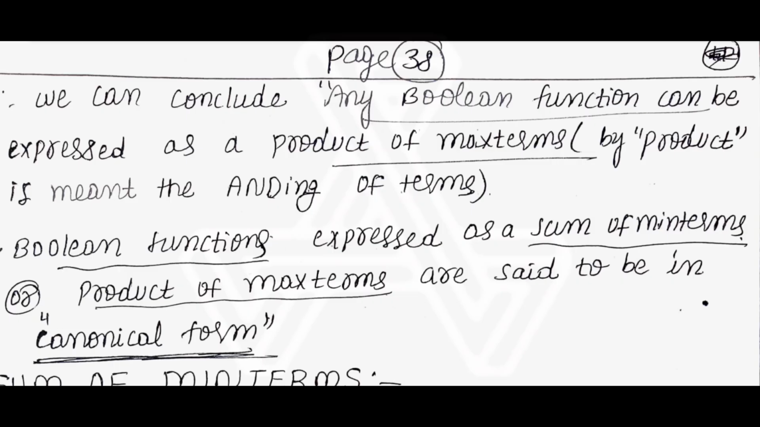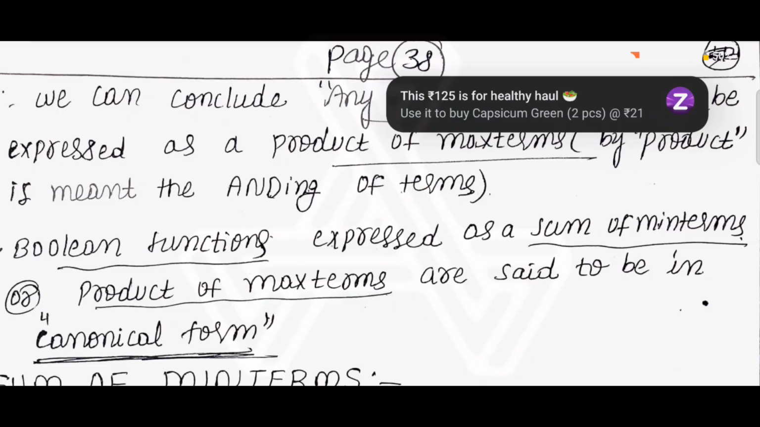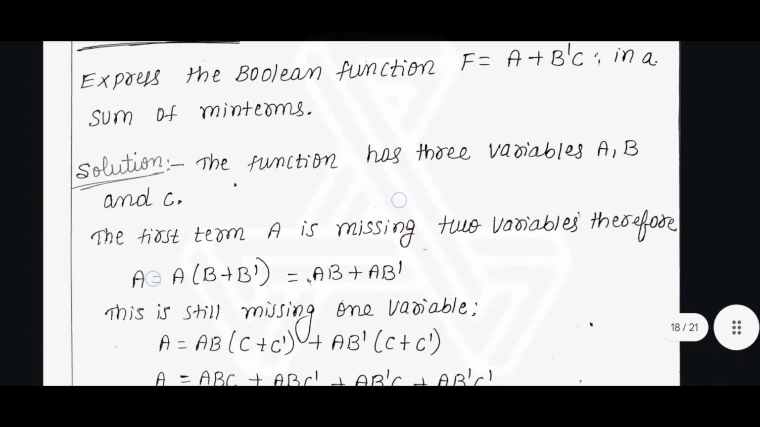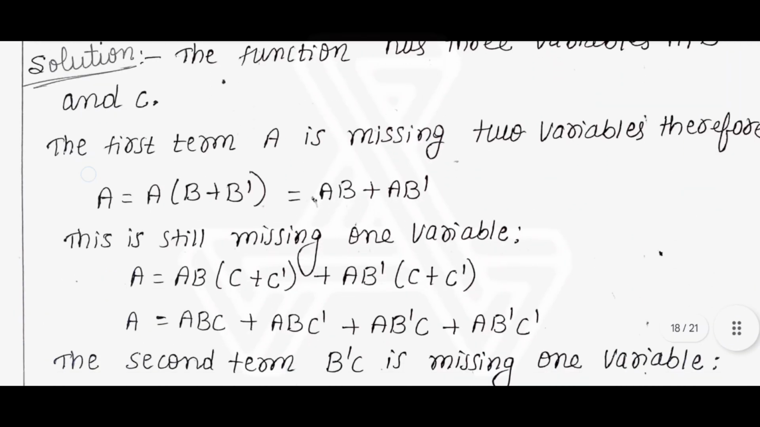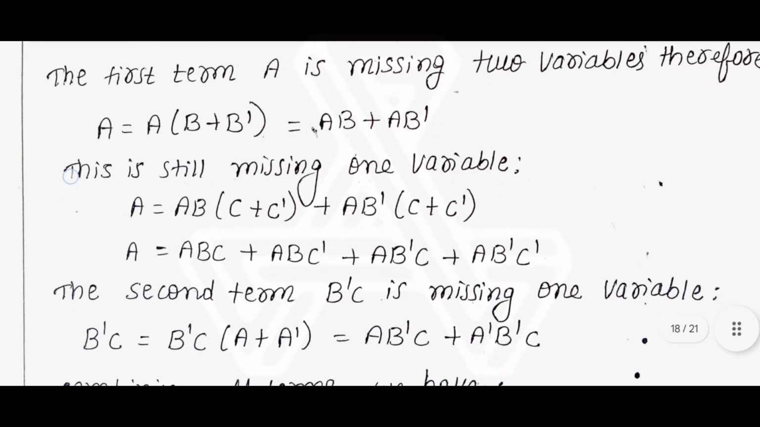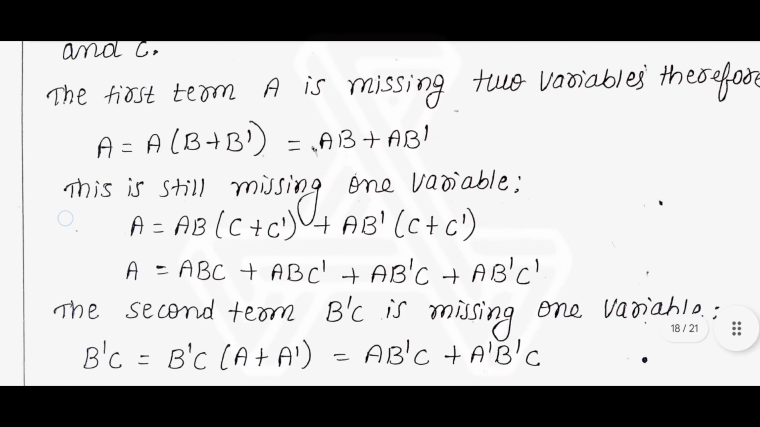Boolean functions expressed as a sum of min terms or a product of max terms are said to be in canonical form. Sum of min terms: express the Boolean function as a sum of min terms. A + b'c is still missing one variable. So a can be written as a(b + b') = ab + ab'. We are still missing one more variable, that is c, in each.